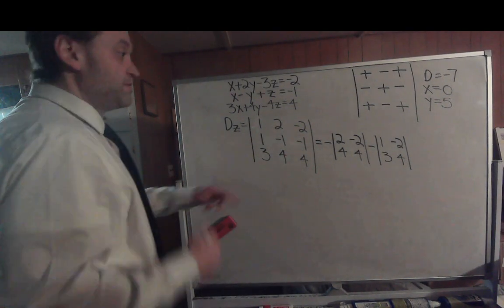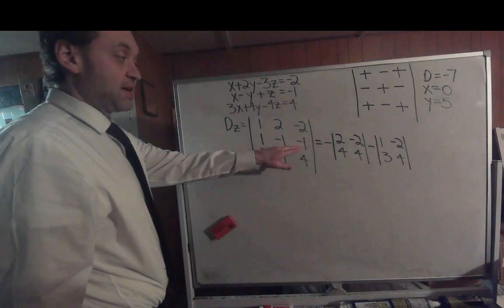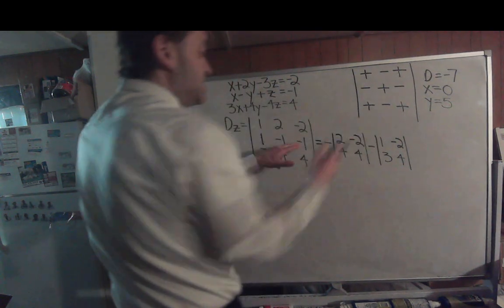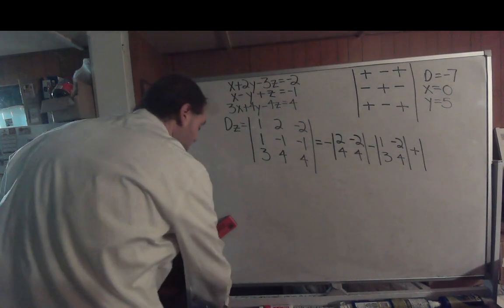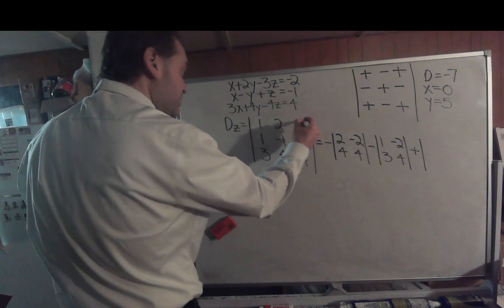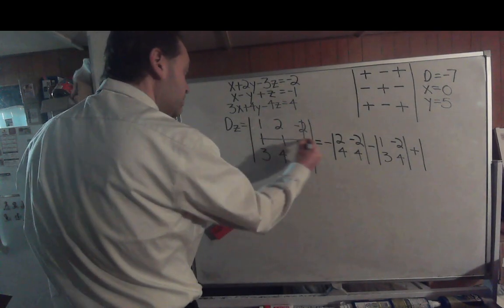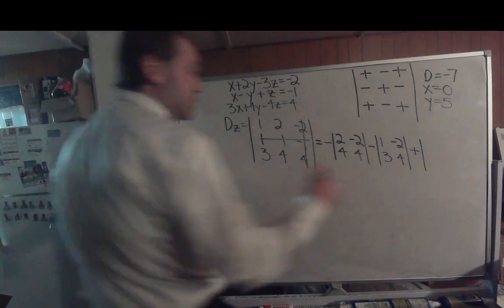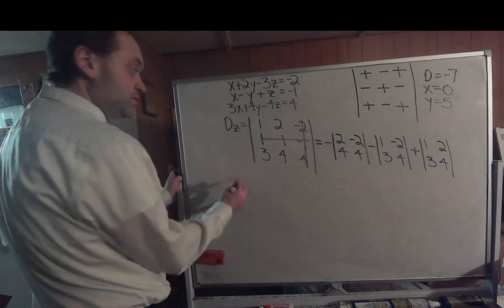Then the final entry in my second row is a negative 1. According to my coefficient matrix, I need to negate that negative 1, so this time it'll be plus the resulting determinant when I strike out the third column in the second row, which will give me a determinant of 1, 2, 3, and 4. So now I have all my 2 by 2 determinants set up.